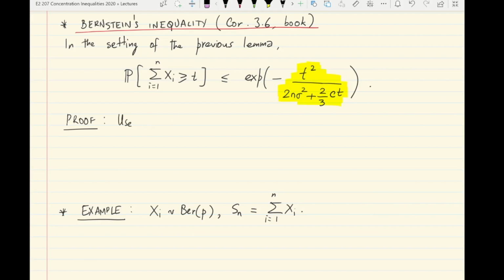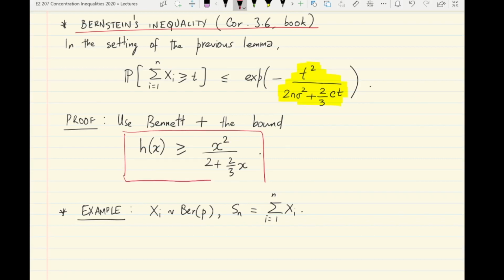So the proof is by using Bennett plus the elementary bound. The h function can be bounded below uniformly by x square by 2 plus 2/3 x. Sorry, this is x square. Okay. So this is a universal bound on the h function, and using that in Bennett just gives you Bernstein's inequality.